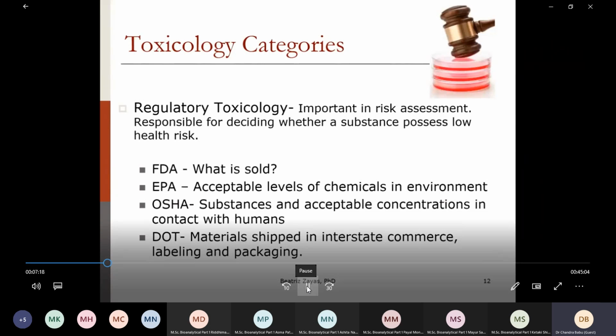All of these regulatory agencies rely on regulatory toxicology, for example, for the FDA to determine what can be sold, for the EPA to determine what are the acceptable levels of chemicals in the environment. OSHA also relies on it, and the DOT, the Department of Transportation, as well.